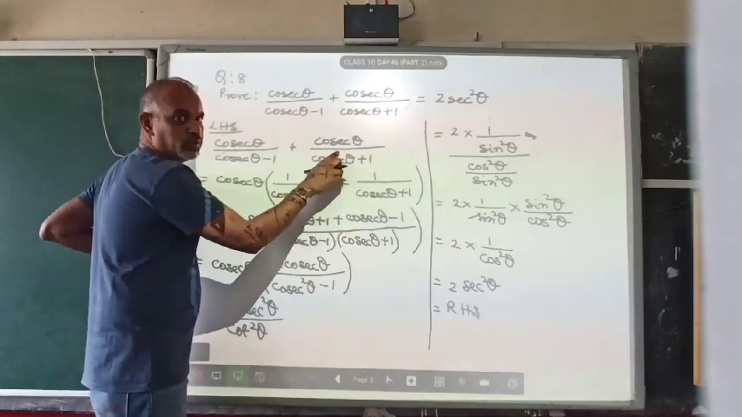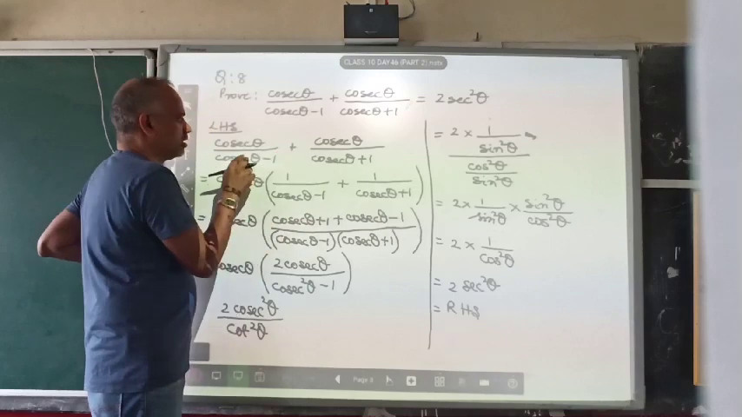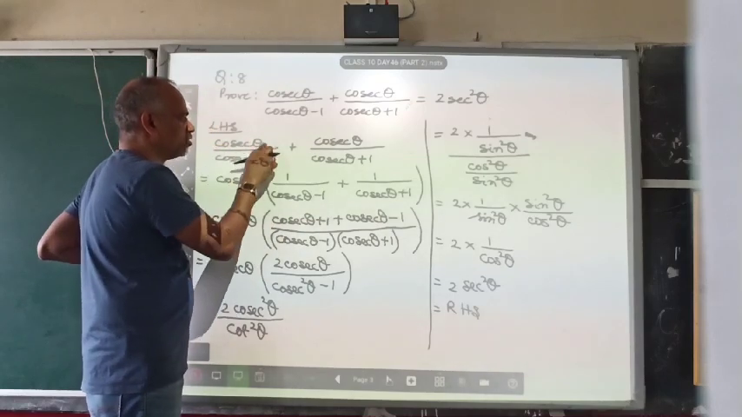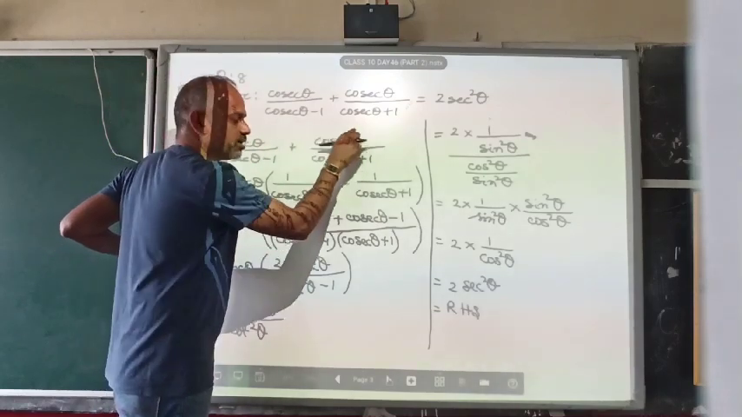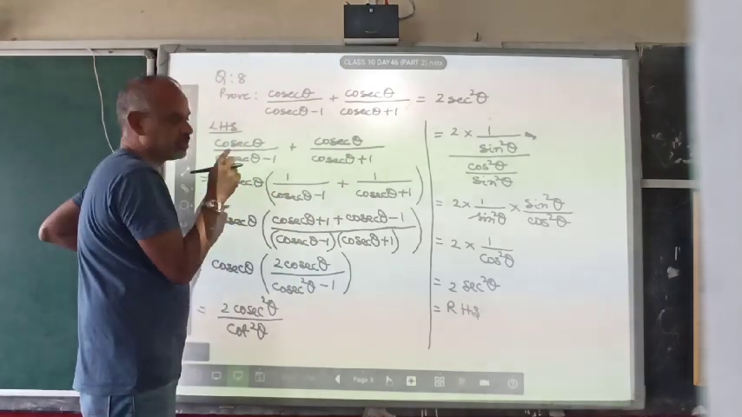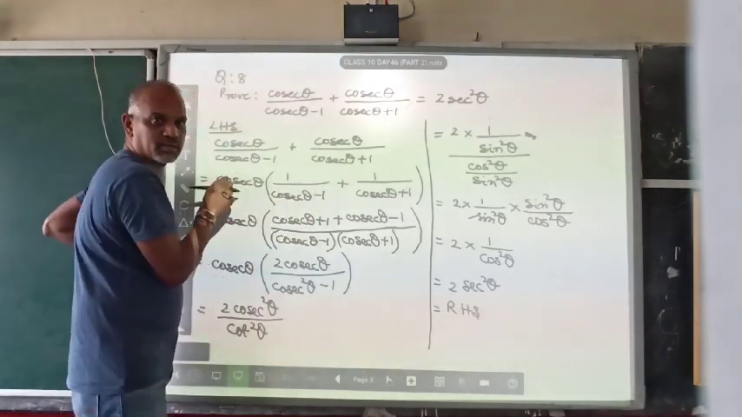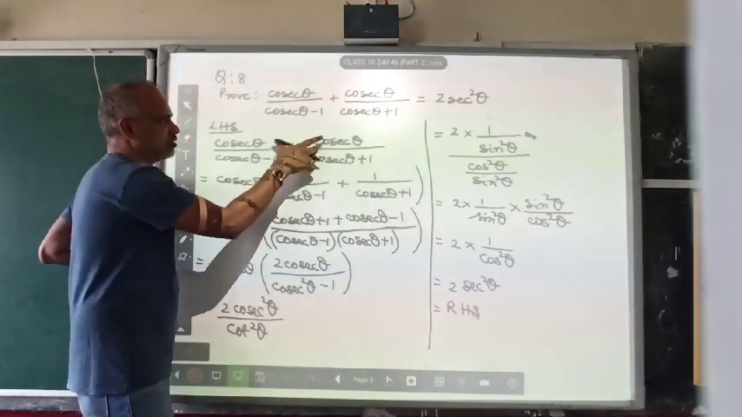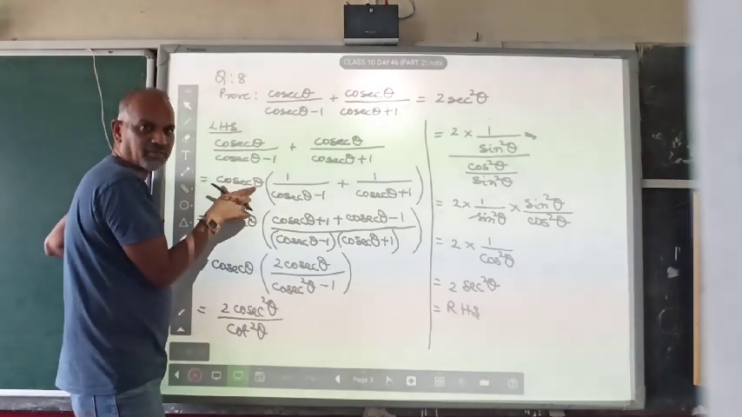If you look at the two fractions which are here, the numerator here is cosecant theta, the numerator here is also the same cosecant theta. So this becomes common. You are going to remove it. So cosecant theta is common, that I have removed.